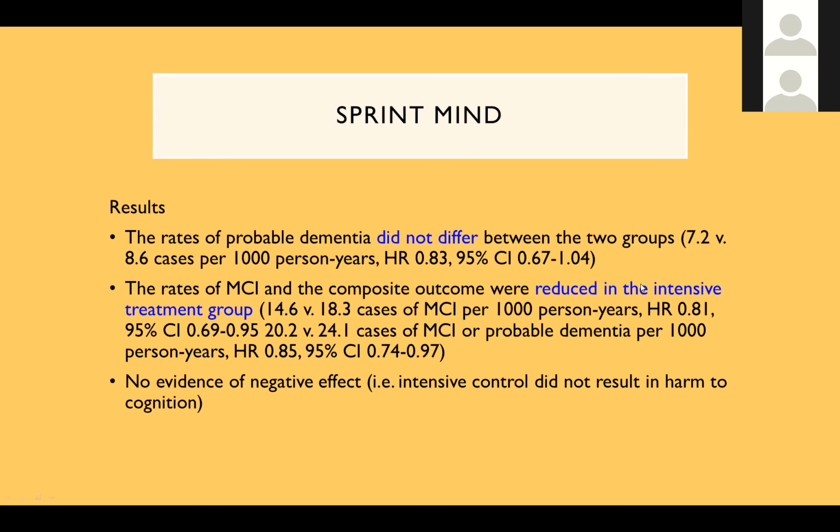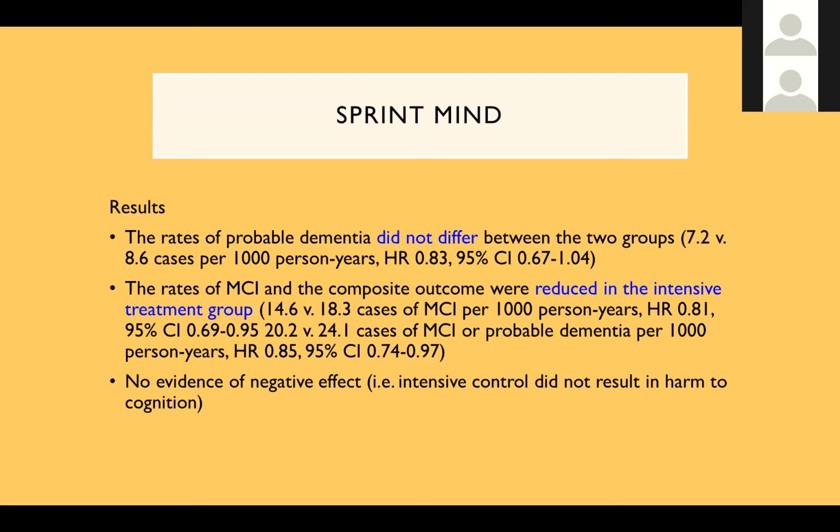And so the SPRINT Mind study came with really two results. The first was that in their primary outcome, they saw that the rates of probable dementia did not differ between the intervention group, so intensive control to systolic blood pressure less than or equal to 120 millimeters of mercury, versus the standard control less than or equal to 140 millimeters of mercury.